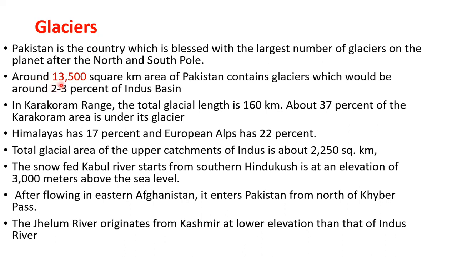Around 1 lakh 3500 square kilometers of Pakistan's area contain glaciers. Clear? And this much area of Pakistan is in glaciers. And 2 to 3% of the water which flows into the Indus River comes from these glaciers. In the Indus River and the rivers of its areas, 2 to 3% of the water flowing comes directly from the glaciers.